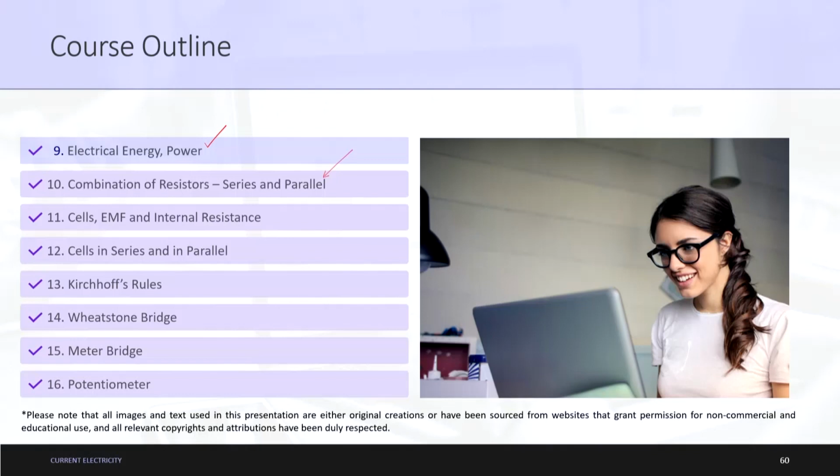So, today let us start with a new concept, that is cells, EMF and internal resistance. After this we will understand the concept of cells in series and parallel, then a rule known as Kirchhoff's rules, and finally there will be 3 applications of Kirchhoff's rules, and that will be the end of current electricity. Okay. So, let us start with the new discussion today, that is cells, EMF and internal resistance.